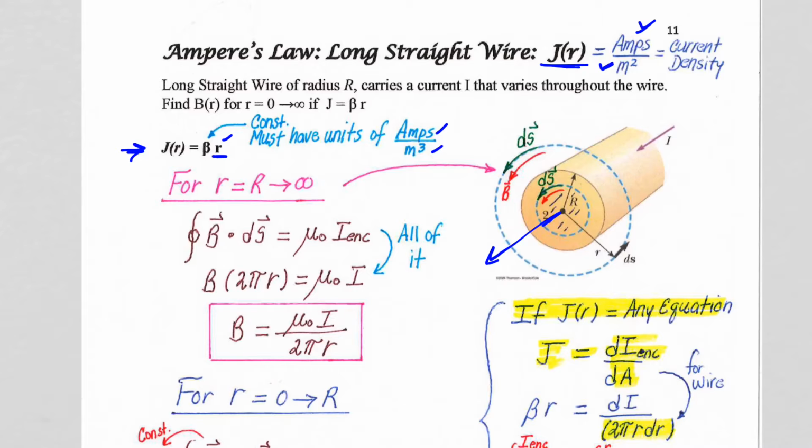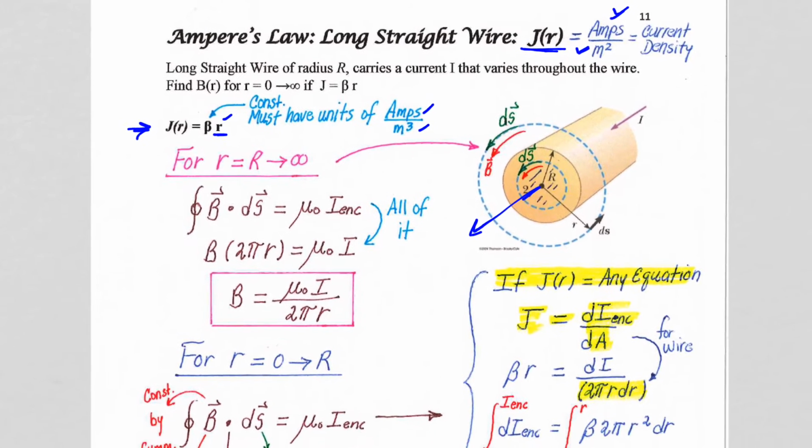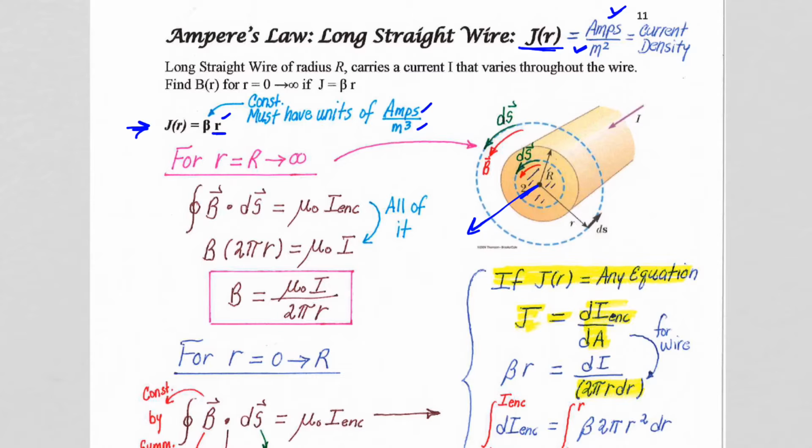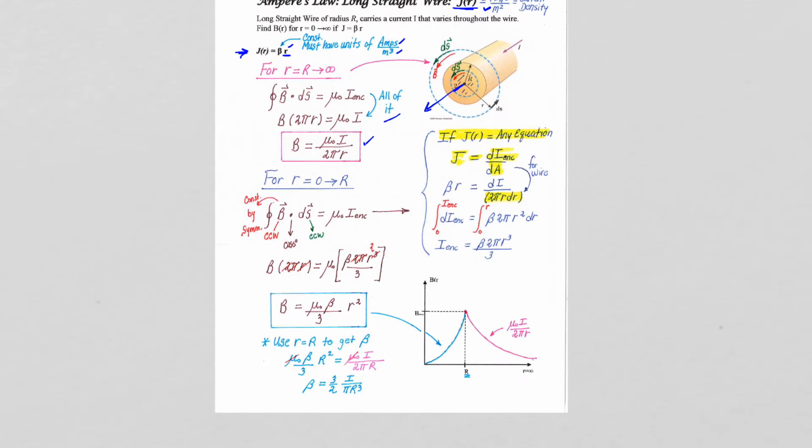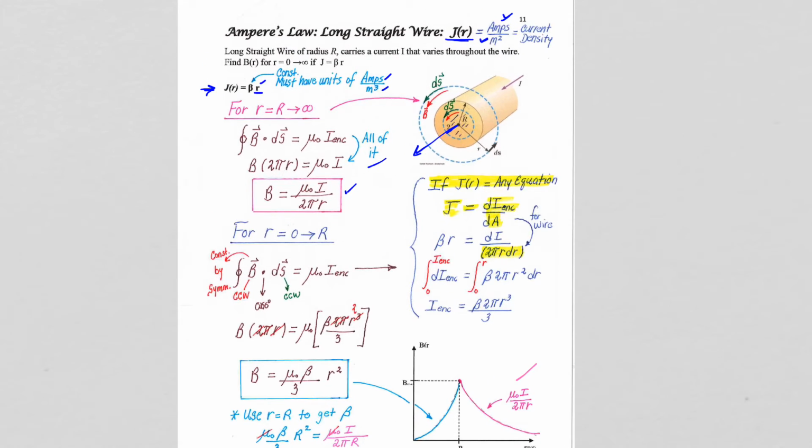Well, again, we're going to start outside the wire because outside the wire the current is all of it, and I'm not going to go through this derivation again. I just showed the three steps we take to get our result. The long straight wire, mu naught I on 2 pi r. When we are outside the wire, regardless of the current density configuration inside the wire, we will get our 1 on r, mu naught I on 2 pi r that we normally get.